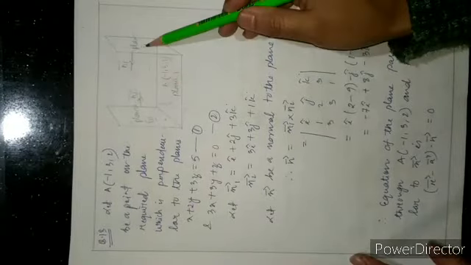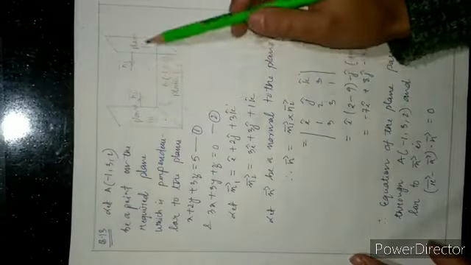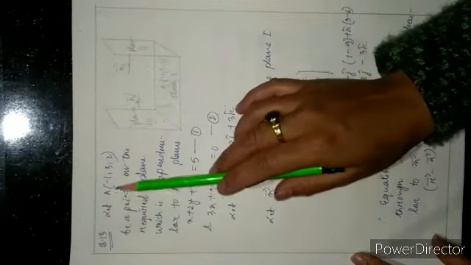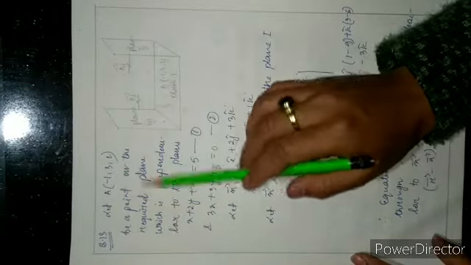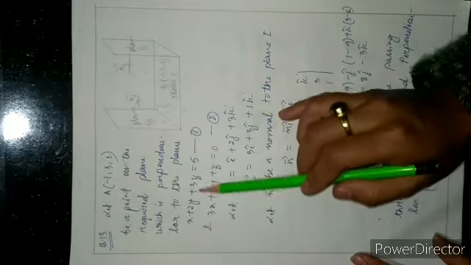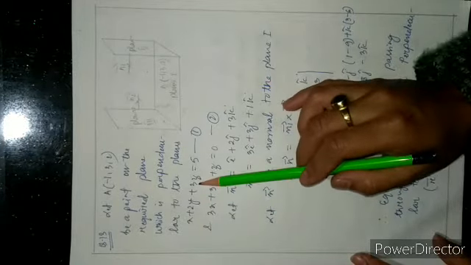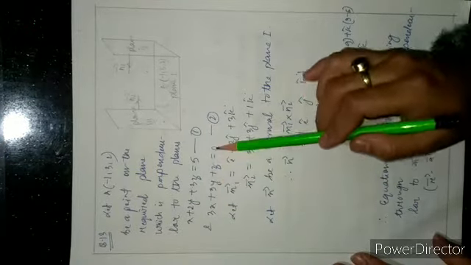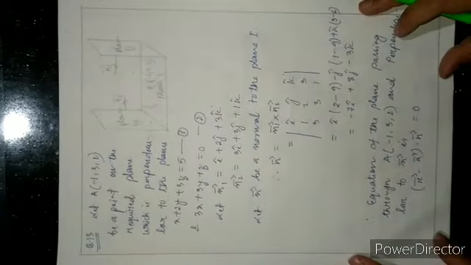The required plane is perpendicular to both planes, so we derive its equation. Let plane 1 be the required plane, plane 2 and plane 3 the given planes; the required plane is perpendicular to plane 2 and plane 3. Let A with coordinates -1, 3, 2 be a point on the required plane. The equation of the first plane is x + 2y + 3z = 5, and the second equation is 3x + 3y + z = 5.